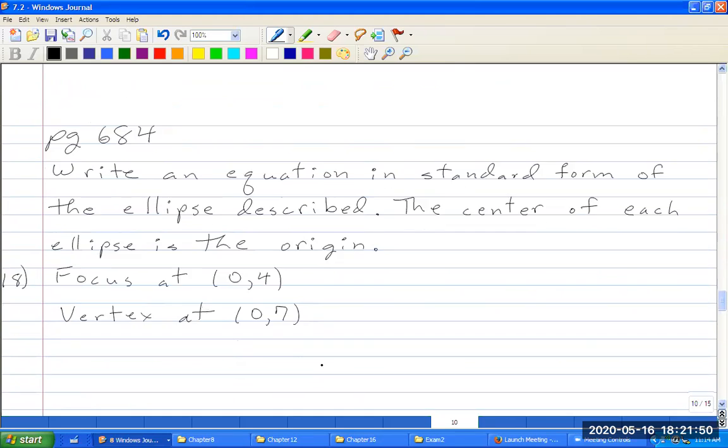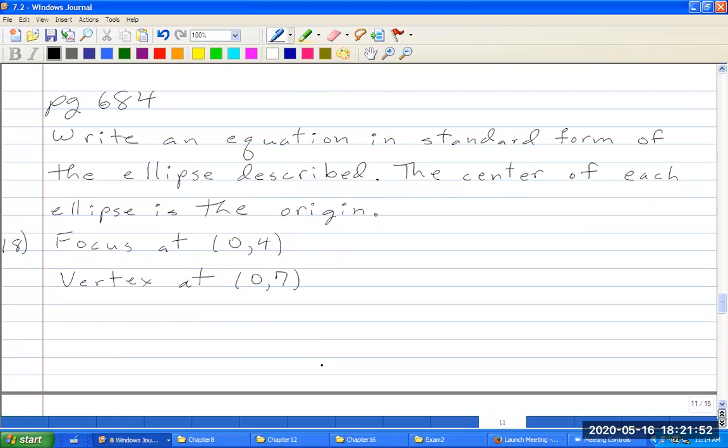So let's do some examples. Page 864. Write an equation in standard form of the ellipse described above. The center of each ellipse is the origin. So I'm assuming it's the origin. I have a focus at (0, 4) and a vertex at (0, 7).